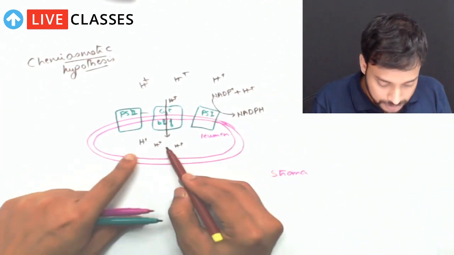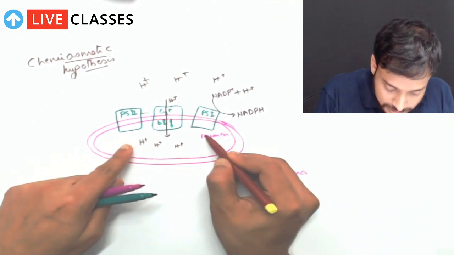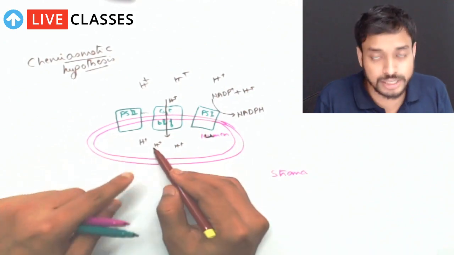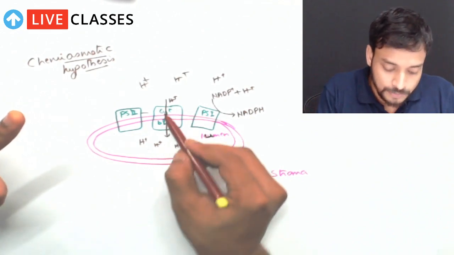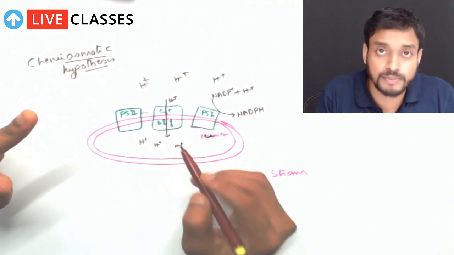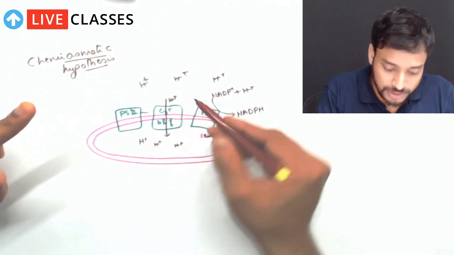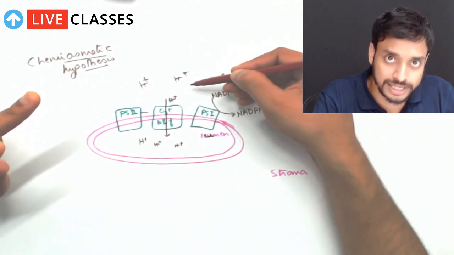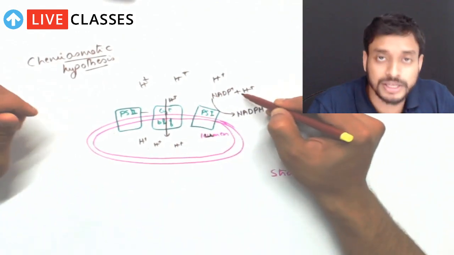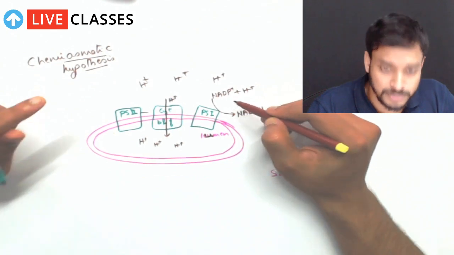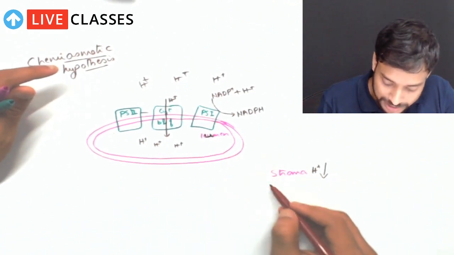So what happens? Inside the lumen, the concentration of H plus is increasing, first because of the photolysis of water. Secondly, because the complexes are pumping; these are proton pumps. They pump protons from the stroma. That means the proton concentration in the stroma is reducing and inside the lumen it is increasing. And also, thirdly, protons are being used by this NADP reductase. So that means in the stroma, the concentration of H plus is decreasing and in the lumen, it is increasing.